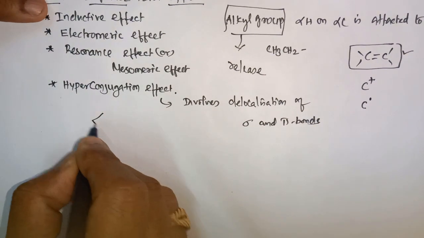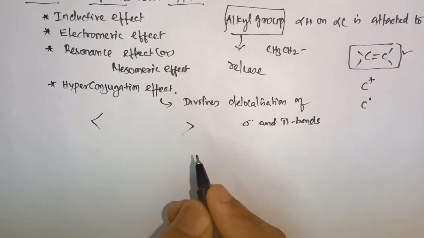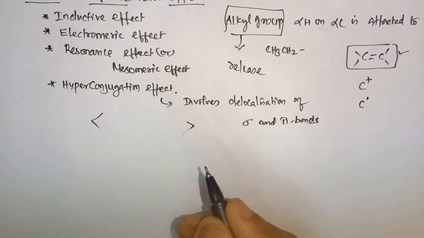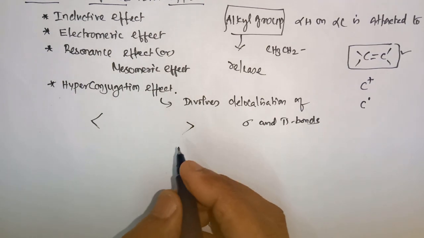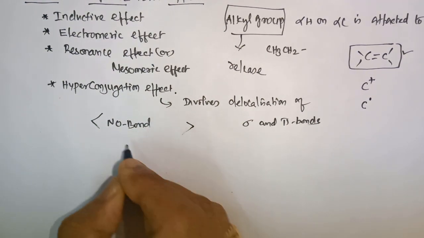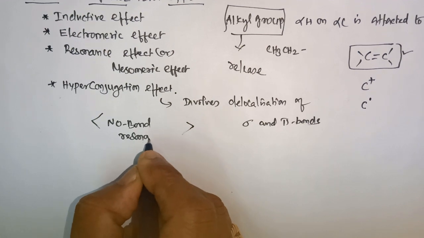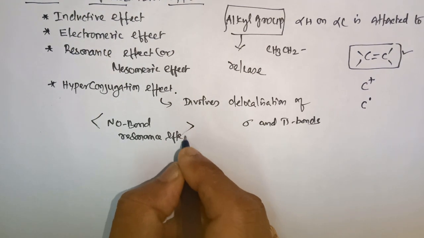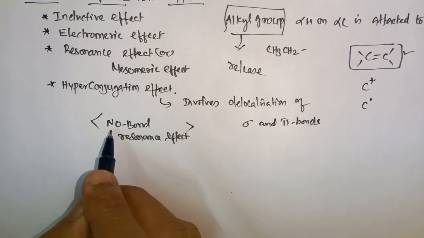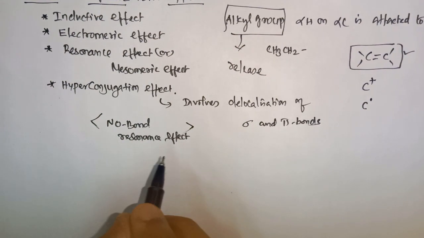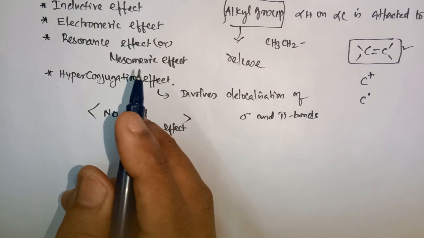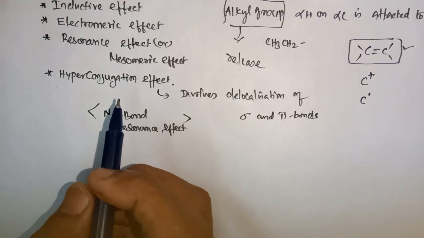This effect is otherwise called, what is the name of this effect? The other name is the no bond resonance effect. Then I will tell you the meaning of what is called no bond resonance effect. Right. Let me take an example and I will explain what is the hyperconjugation effect.